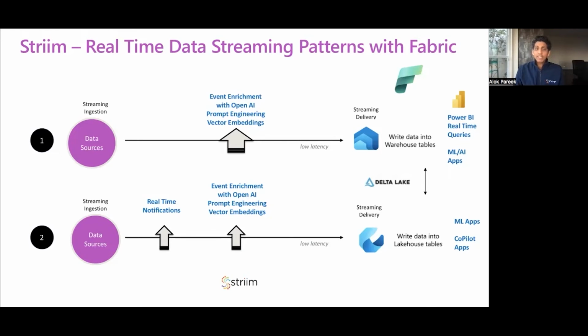So that's pattern one. The second one is where the data coming in may be residing in queuing systems or on other storage systems, and you want to go through more of a storage interface. That's where we can deliver this into the Lakehouse, and then you can access that through the Lakehouse tables. Those are interesting for your data scientists, for ML workloads, and also for the Fabric Copilot set of applications. Okay, so those are the two patterns that are very relevant within this context.